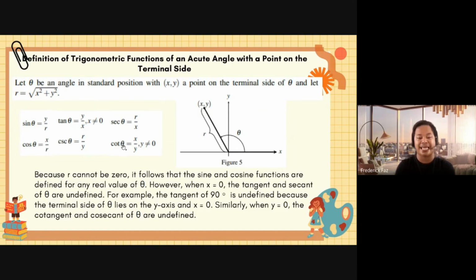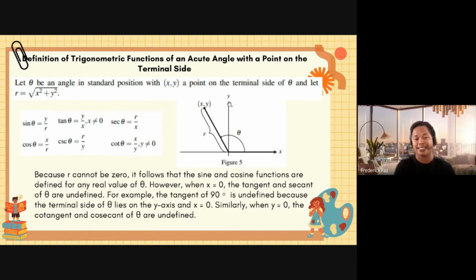For cotangent, we have x over y, the reciprocal of tangent. In this given example, if r cannot be 0, it follows that the sine and cosine functions are defined for any real value of theta. However, when x is 0, the tangent and the secant are undefined. For example, the tangent of 90 degrees is undefined.